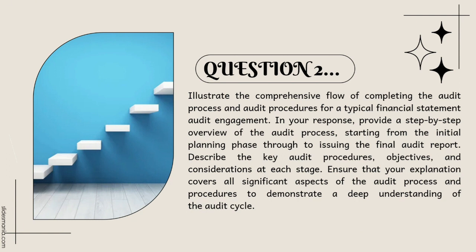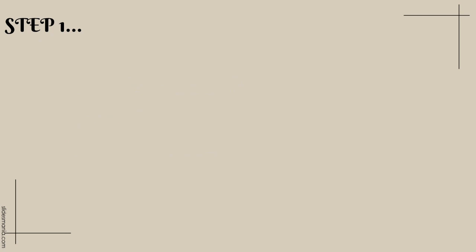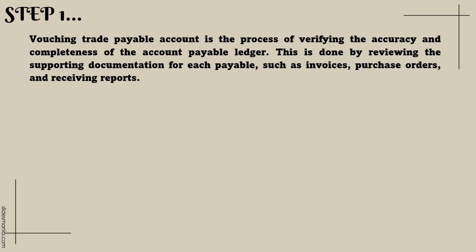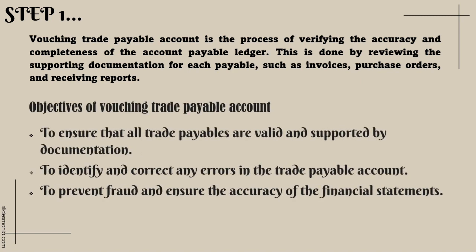Ensure that your explanation covers all significant aspects of the audit process and procedures to demonstrate a deep understanding of the audit cycle. Audit process for trade payable. Step 1. Vouching trade payable account is the process of verifying the accuracy and completeness of the account payable ledger. This is done by reviewing the supporting documentation for each payable, such as invoices, purchase orders, and receiving reports.